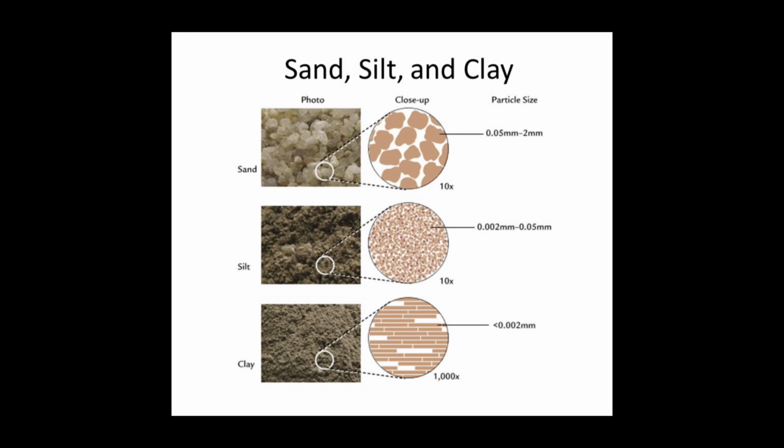The particle size is 0.05 millimeters to 2 millimeters. Then we have silt, which is 0.02 millimeters to 0.05 millimeters. And finally, the smallest is clay, which is less than 0.002 millimeters in size.